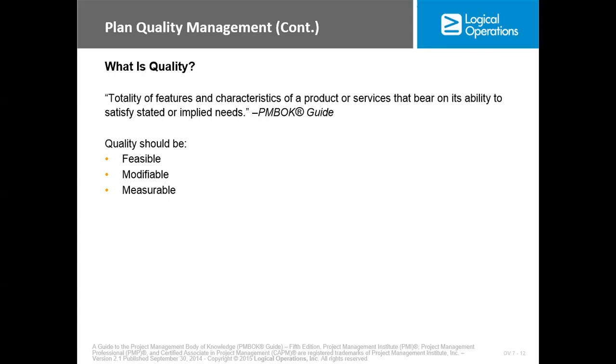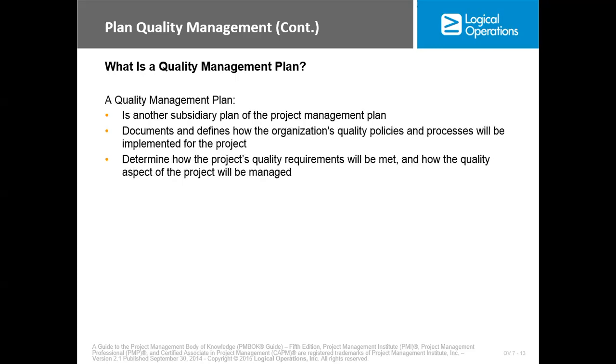So it is the second assignment I'm giving today. Okay, I've given one in the Microsoft Project video. Now I'm giving one in the quality management video. Help me to understand better the difference between quality and grade. So quality should be feasible, modifiable, measurable. Okay, what is quality management plan?